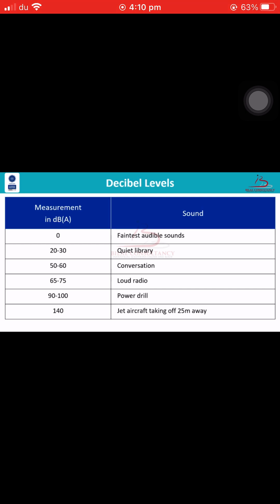And the fifth one, or sixth one, is 90 to 100 decibels. This is the sound level generated while we are doing any kind of drilling work with a power drill. So a 90 to 100 decibel sound level is generated from that work. And in the last, this is 140 decibels, which is generated by a jet aircraft taking off 25 meters away. That jet aircraft is 25 meters away and still the noise generated by it is 140 decibels. So these are basically different measurement levels related to the different activities and different things which are generating these sound levels.